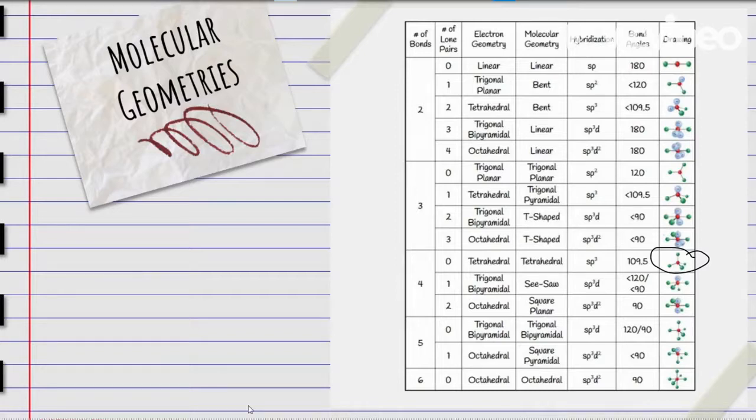Hopefully this explains a little bit more about molecular geometries and Lewis structures so that you can understand how this affects polarity and the properties of a molecule.